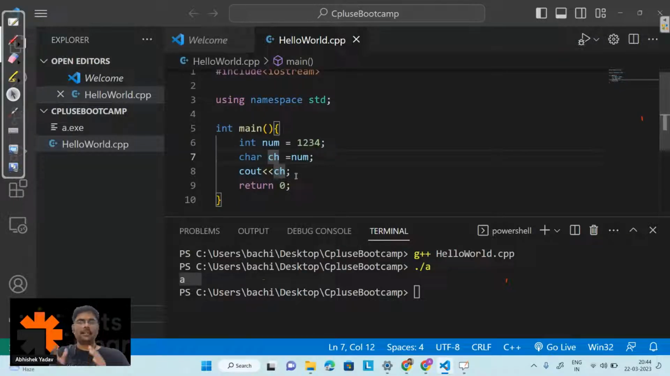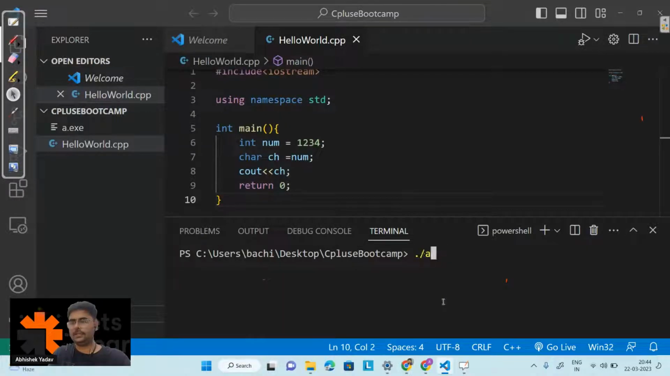Will I get some fixed value or some random value or some garbage value error? Let's try to run the code. Clear the screen and let's see. So the code is compiled successfully. Let's see.